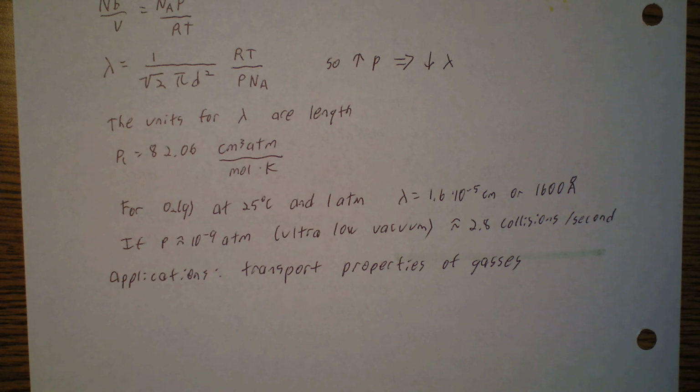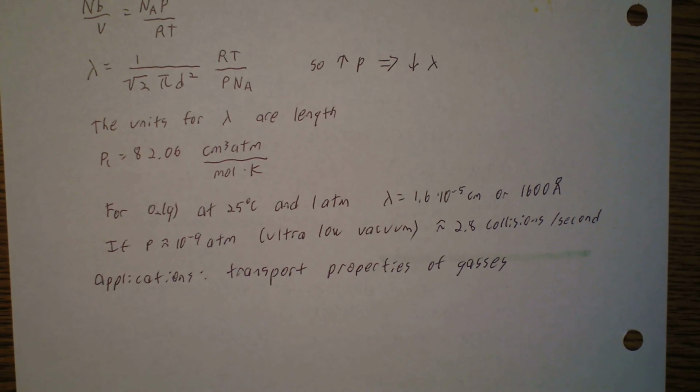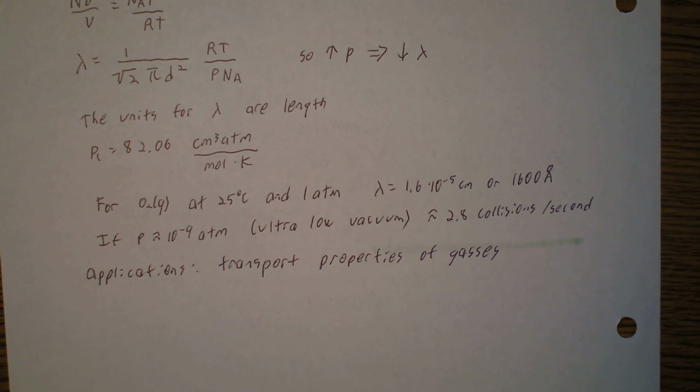Now if pressure is 10 to the negative 9 atmospheres, which is a pretty low vacuum, then each molecule will collide about 2.8 times per second. So applications of this are transport properties of gases. All right, that is the end of section 7 in chapter 15.